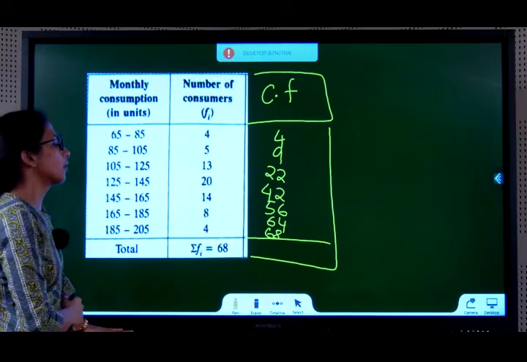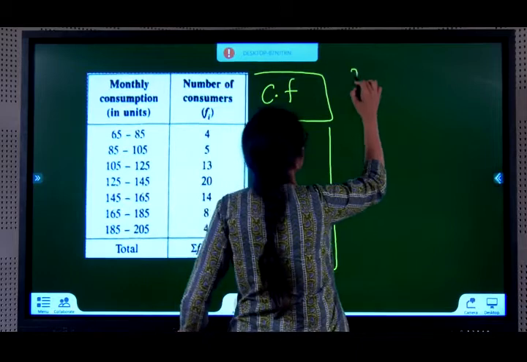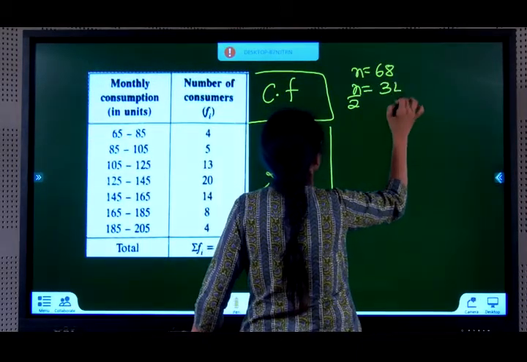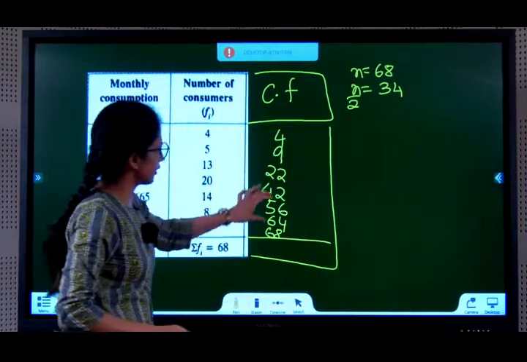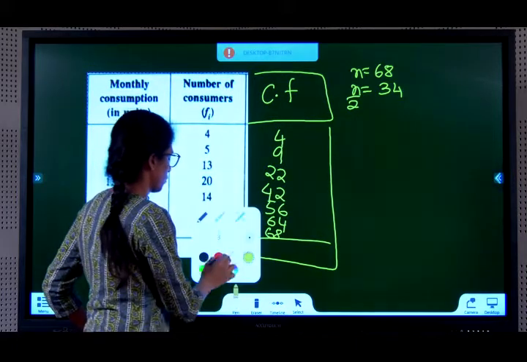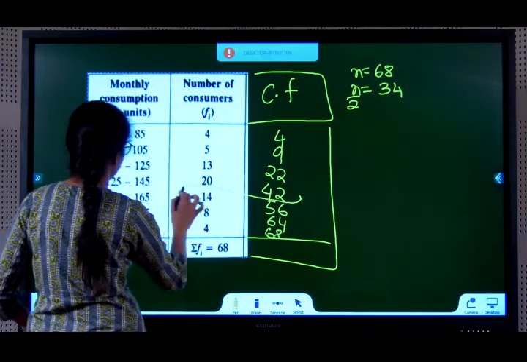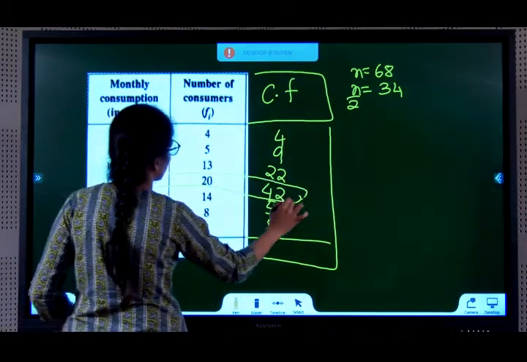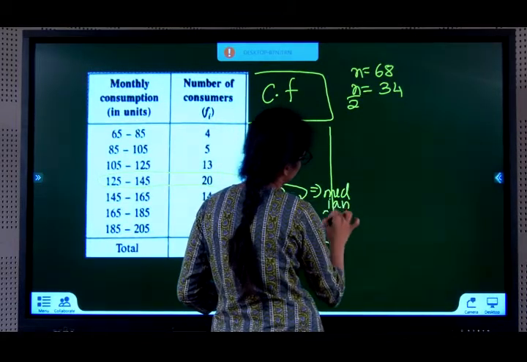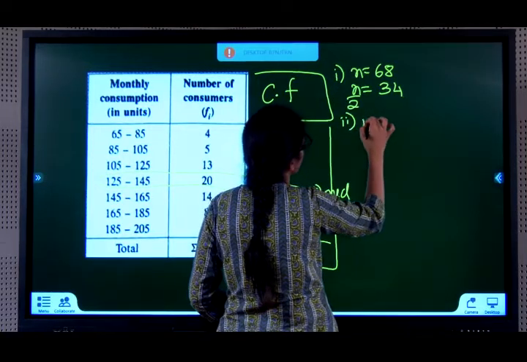Now plot the median class. How? Summation Fi is nothing but 68. So n is 68. N by 2 is 34. Is 34 there in the cumulative frequency? No. So go for the immediate next value, 42. So mark 42 as your median class. This is my median class. So I finished getting the median class. Step 2 is also over.